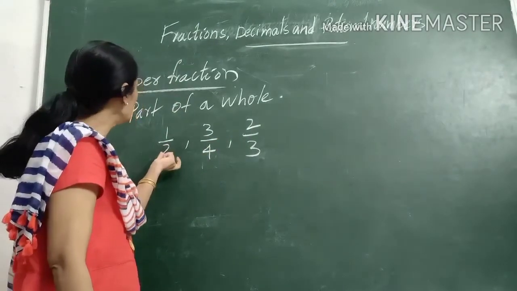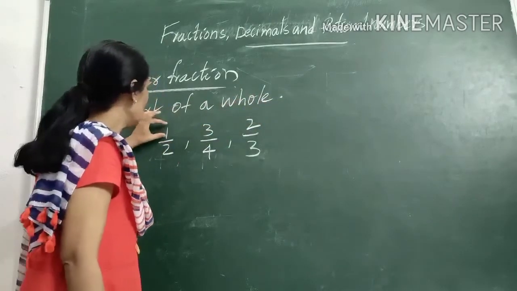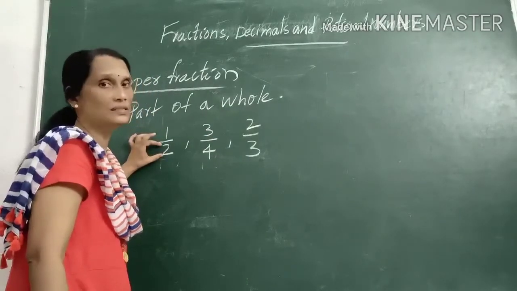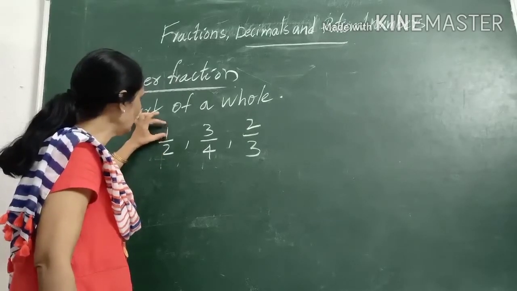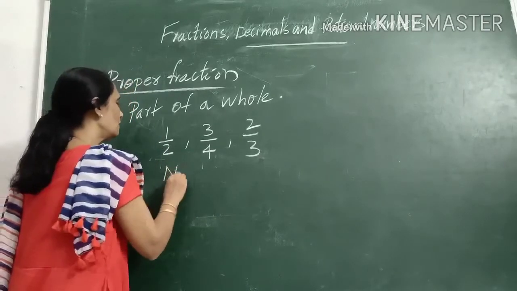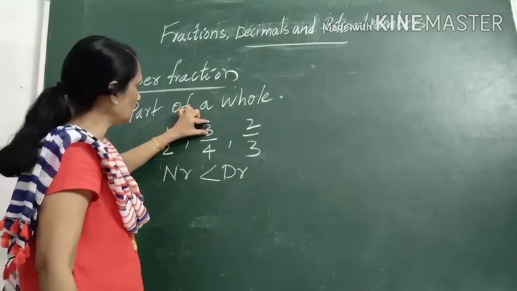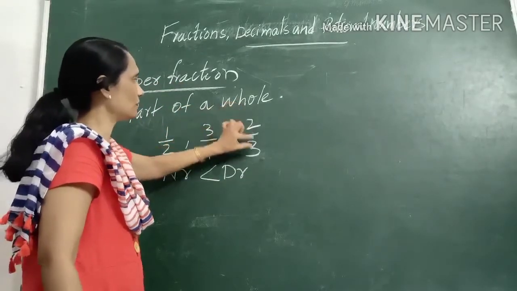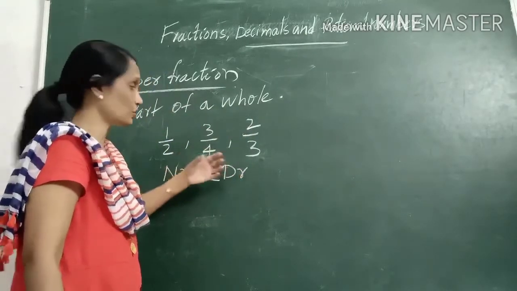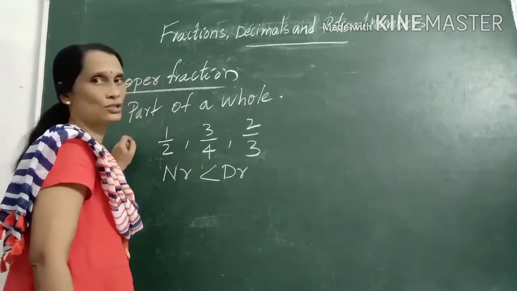So what do you see common in all these? In all these, the upper number is called the numerator, right? And the lower one is called the denominator. So here the numerator is less than the denominator. See here, 3 is less than 4, 2 is less than 3. If the numerator is less than the denominator, then it is called a proper fraction.